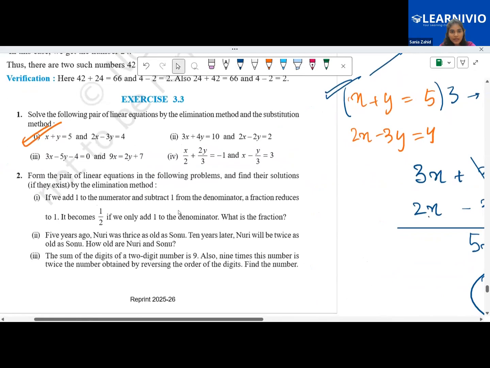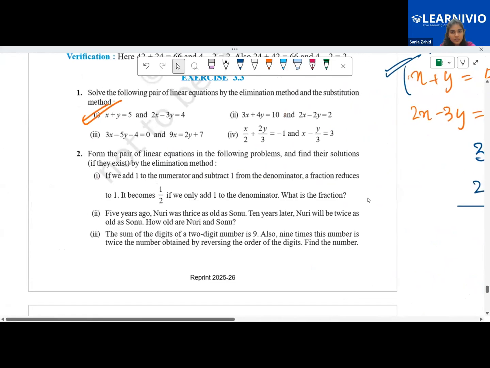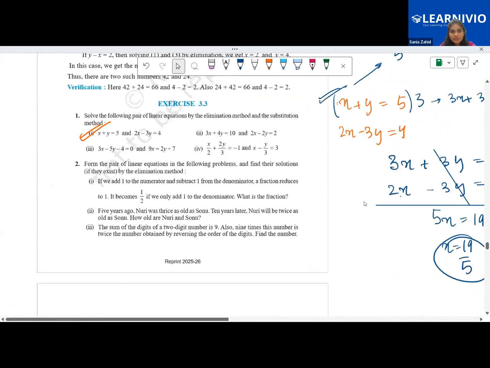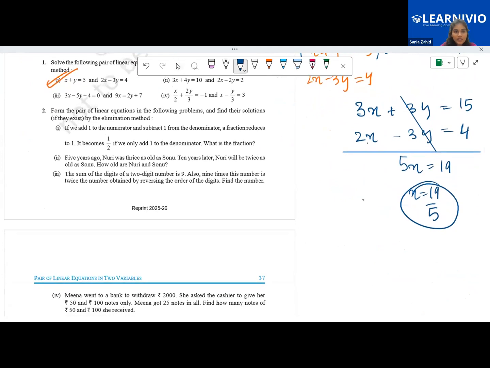Then one more question we'll practice. Let's suppose the second one. Okay. Or let's do the fourth one. The fourth one is in fraction, so that is why we'll do that. So the fourth one says x by 2 plus 2y by 3 gives you minus 1. And x minus y by 3 gives you 3.